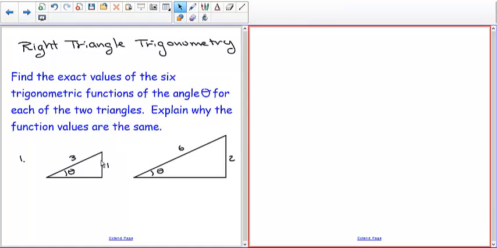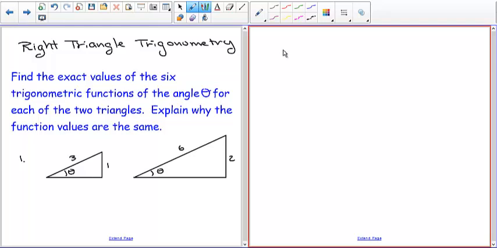Okay, so here's theta. Now it says explain why the function values are the same. Well, one is they're similar triangles. You can see the ratio of the sides is the same. 6/3 is 2/1. And they're both right triangles. So with that information, we know that they are similar, and hence the trig functions should be the same.